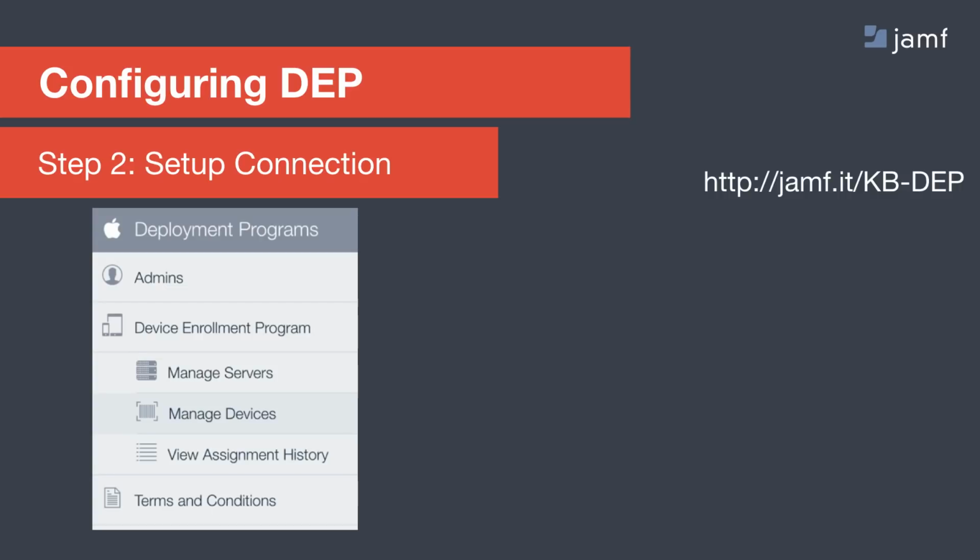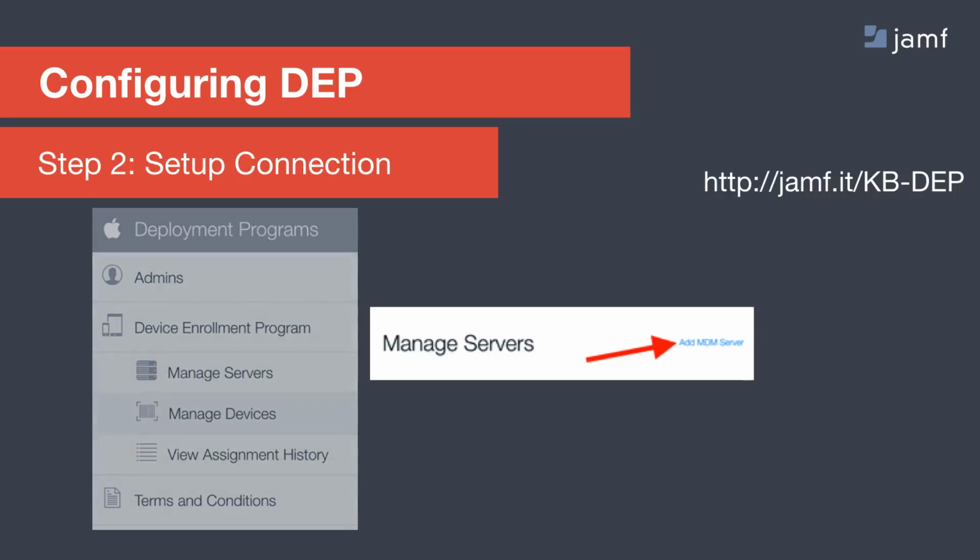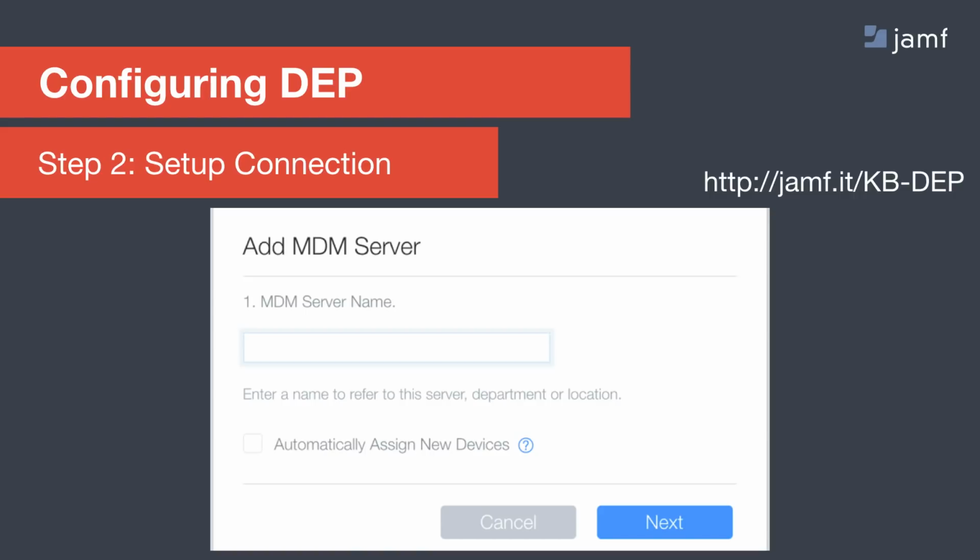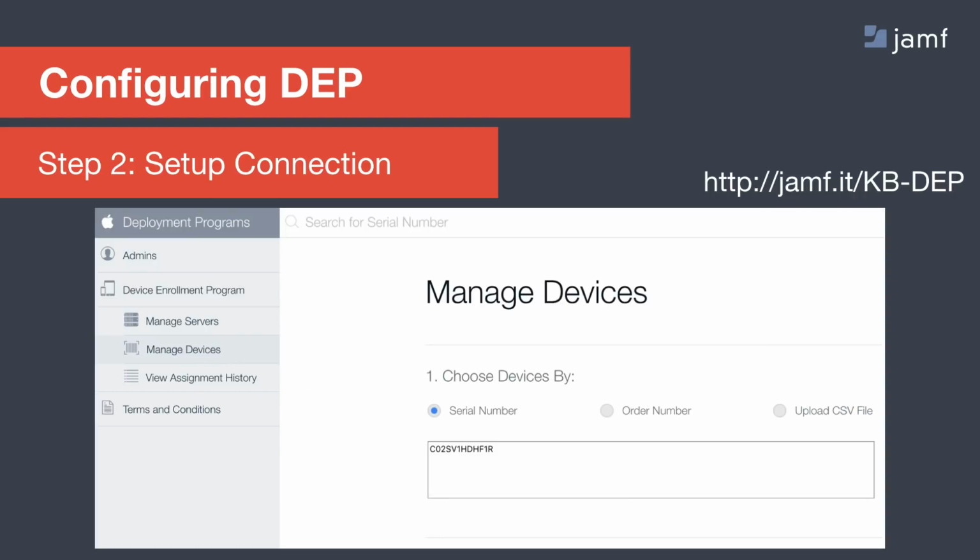Under Device Enrollment Program, you'll see the option to select Manage Servers on the left. This then gives you the option to add an MDM server. After that, you'll be presented with a screen that shows you what you want to name this server. I would suggest something generic like Jamf Pro instance. The next steps will allow you to upload that public key. Once you have uploaded that public key, you'll be given the option to download that token.